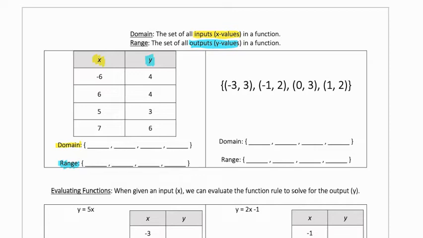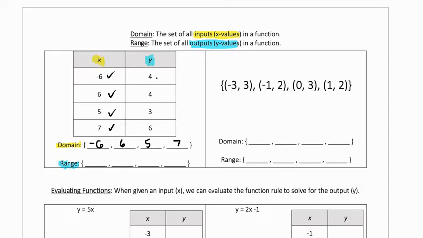So when you're asked to identify the domain and range, you're saying all the possible x and y values for the function. Domain, like we said, is always going to be our x values, so we can write them as -6, we can write it as 6, 5, and our last number is 7. I've listed all of my x values here. One thing that you may want to do is write them from least to greatest, but it's not required.